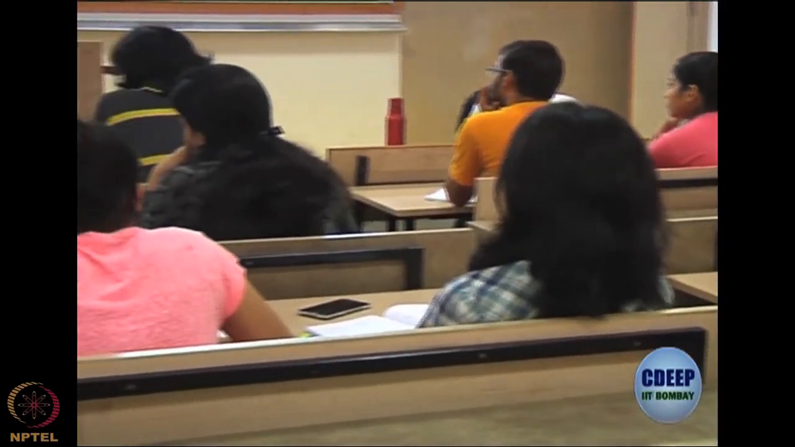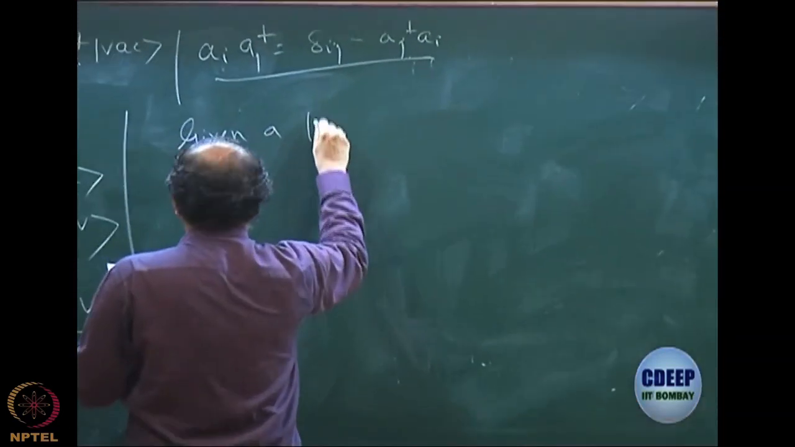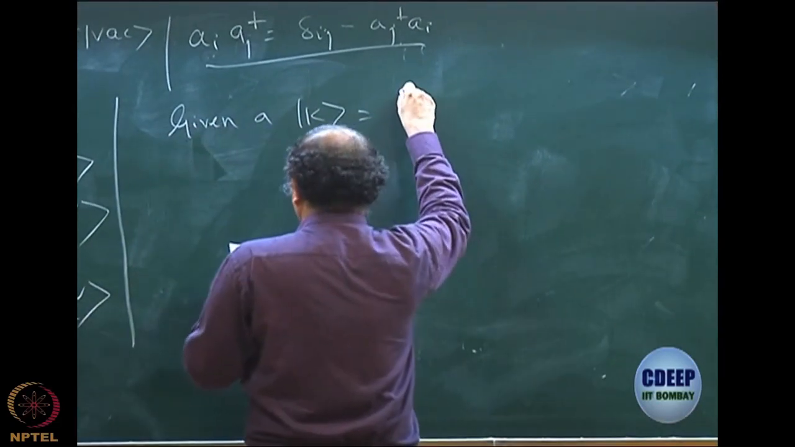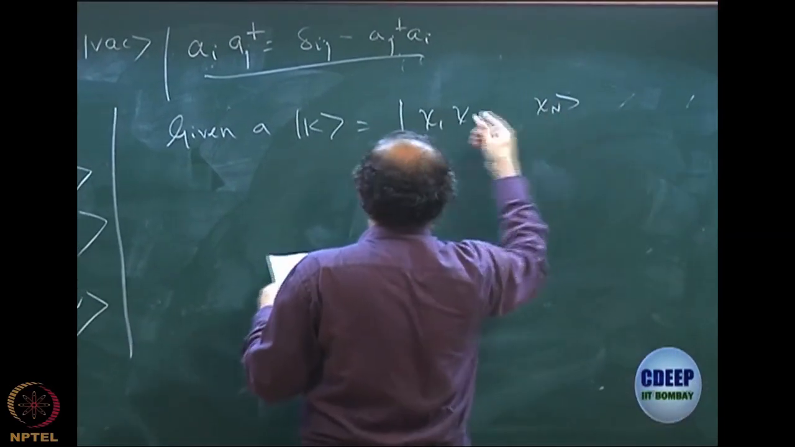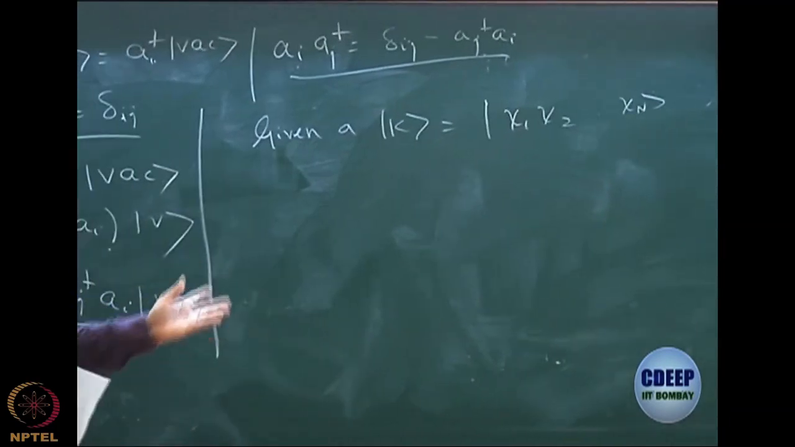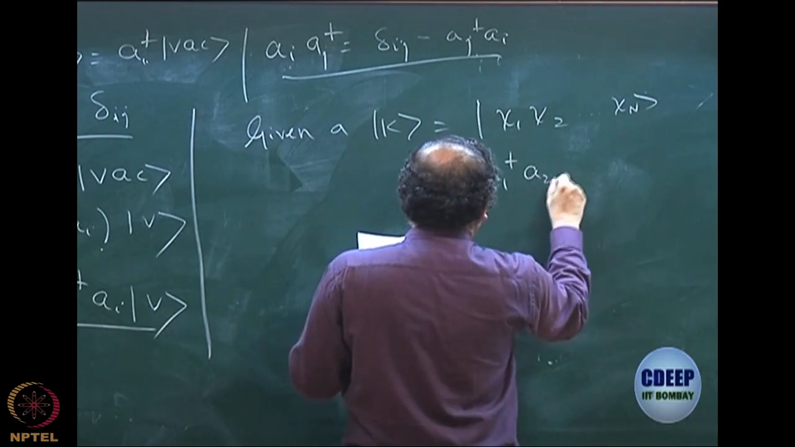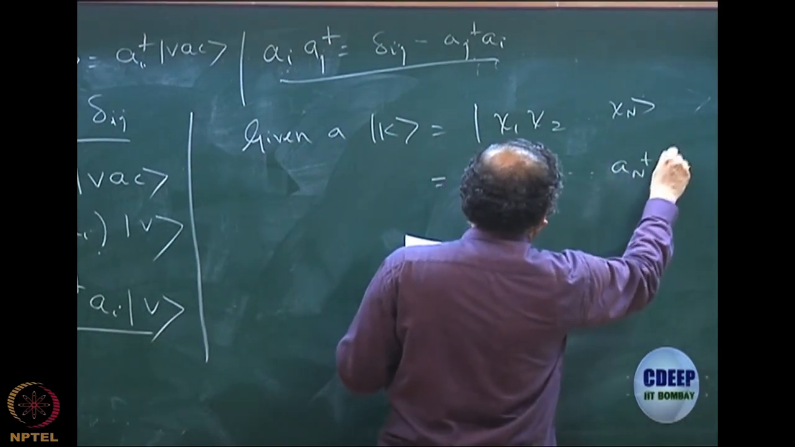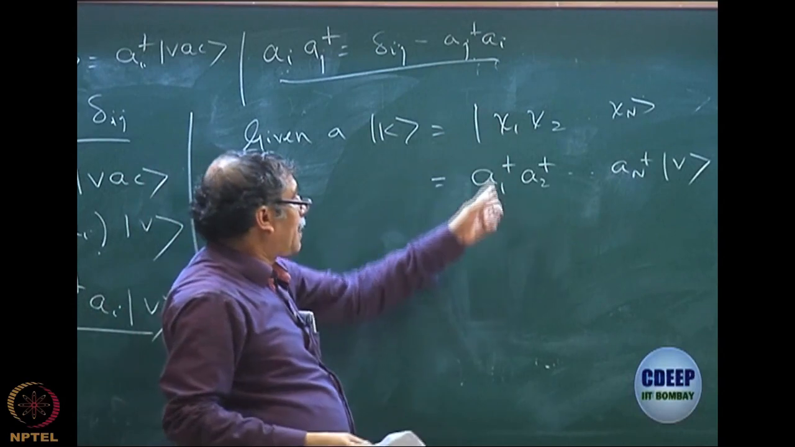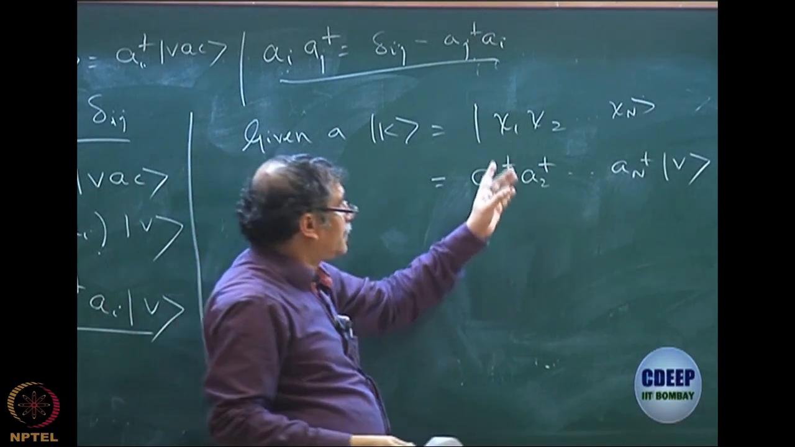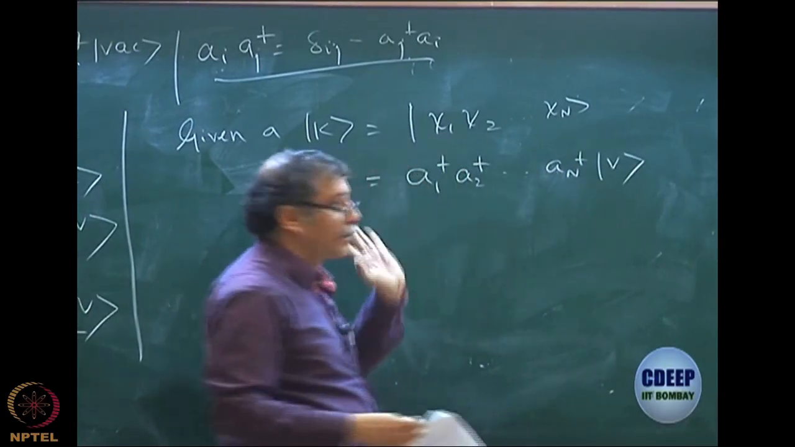Let's say given a determinant K, which is chi_1, chi_2, up to chi_n. That's like a Hartree-Fock determinant, right? It's a Hartree-Fock determinant or whatever determinant, doesn't matter. How do I write this? I write this as A_1 dagger, A_2 dagger, up to A_n dagger, correct? Vacuum. Remember, this is how I have to write it. The first one will come actually last because I am building the first column with A_n dagger, then A_n minus 1 dagger, etc., etc., A_1 dagger.